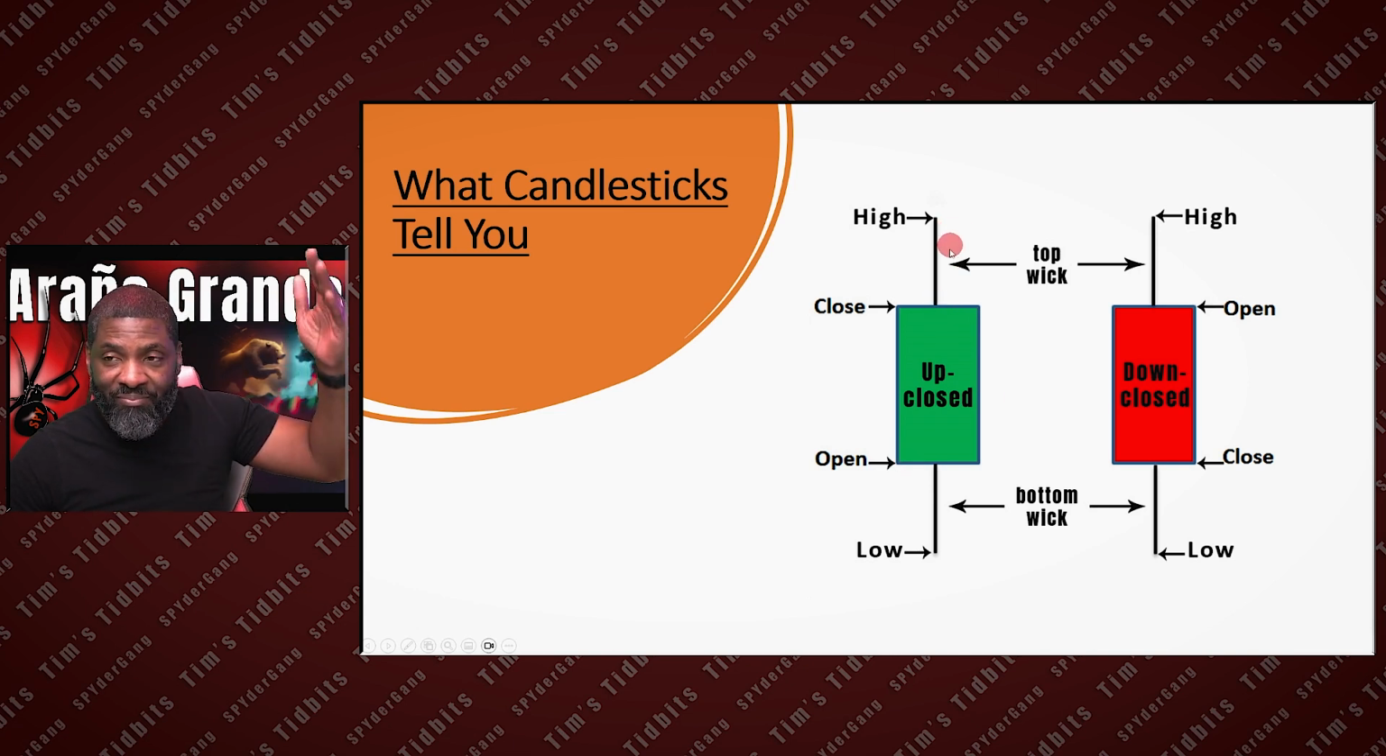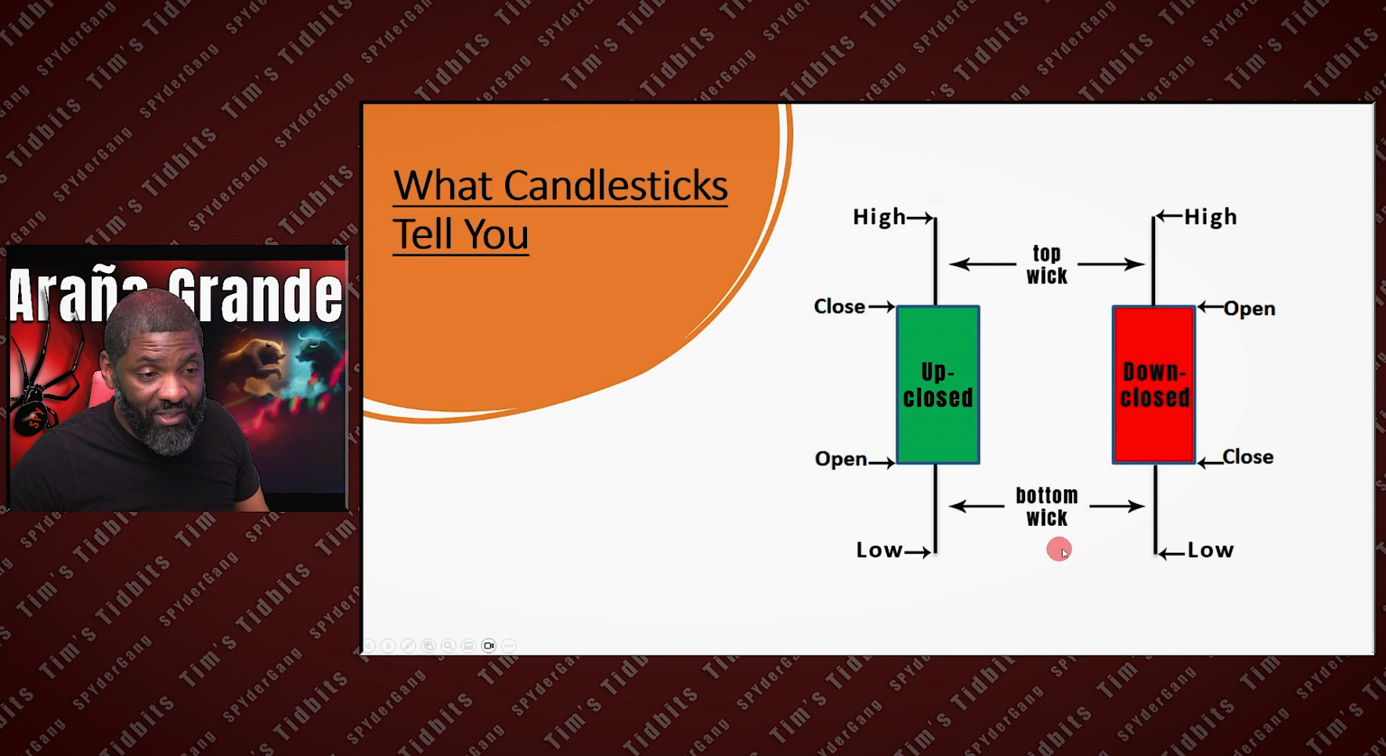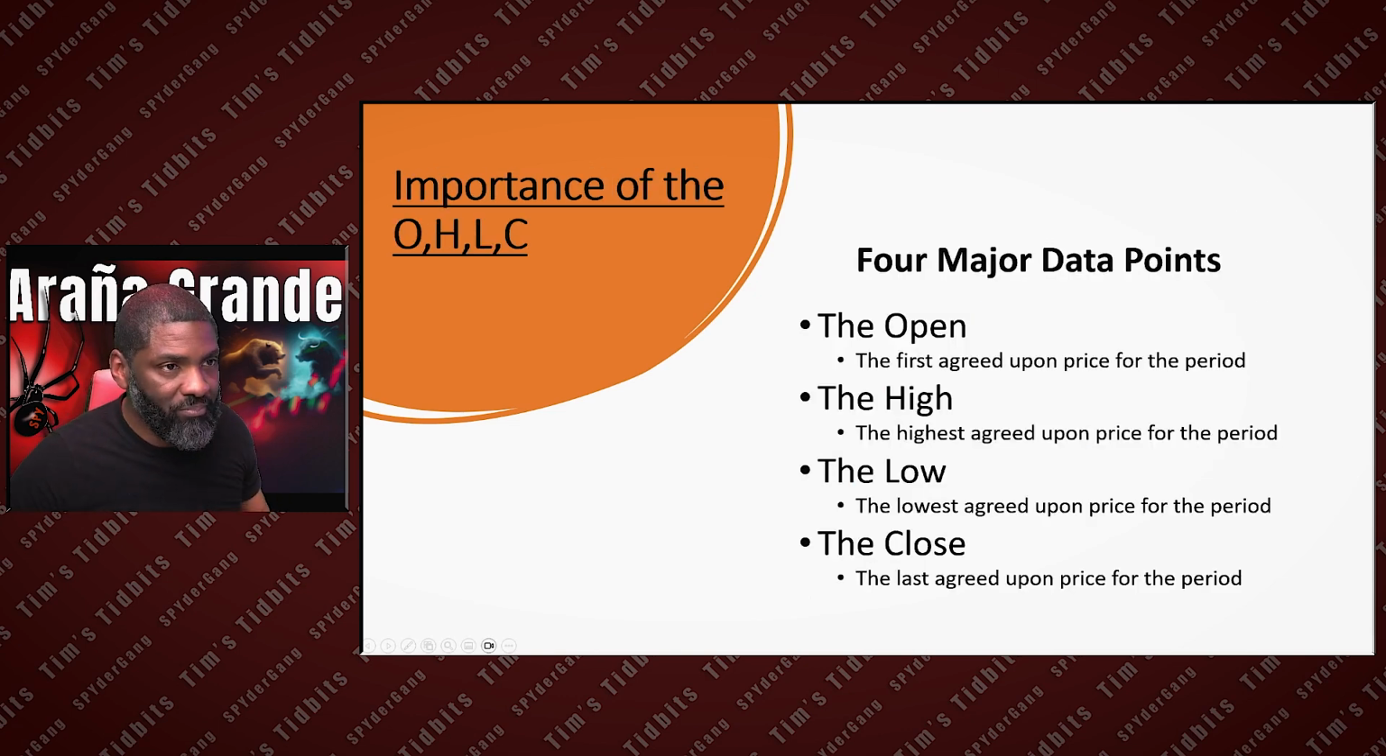The highest point of the top wick shows you the high of the period. The lowest point of the bottom wick shows you the low of the period. Some people call the bottom wick a shadow. Some people call it a tail. I just say wick, top wick, bottom wick. So that's the candlestick. That's how the open, high, low, and close looks on the candlestick itself. Follow me? Got it? Tracking? Everybody good? Okay.